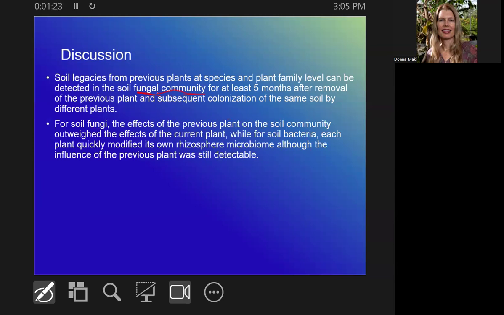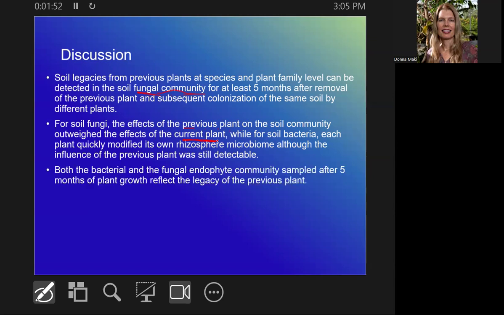And then the effects of the previous plant on the soil community outweighed the effect of the current plant. And so they're saying with the fungi, it was the plants that were grown for a whole year in there that seemed to really impact. And when they popped in those new plants for 1, 3, or 5 months, well, they did it for a full 5 months, the fungi didn't shift that much.